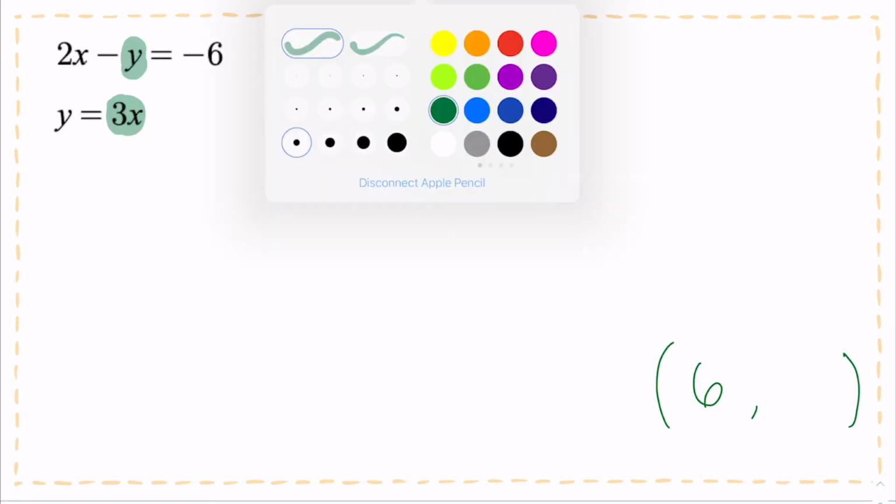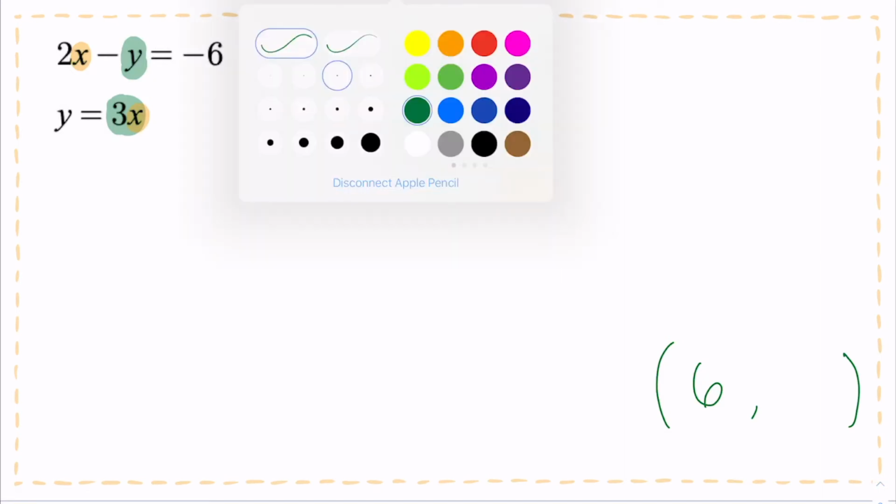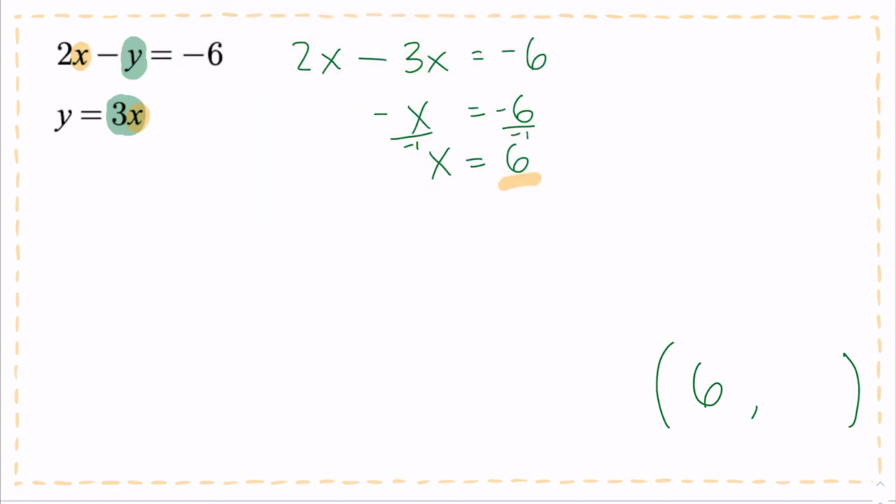Well, let's just substitute 6 into one of our equations for x. You can pick either one. I'm personally going to pick that second one because it's a little easier for us. So y equals 3, substitute in 6, so y equals 18. Remember, you can check this solution by substituting in your coordinates into both equations to make sure it makes both equations true.